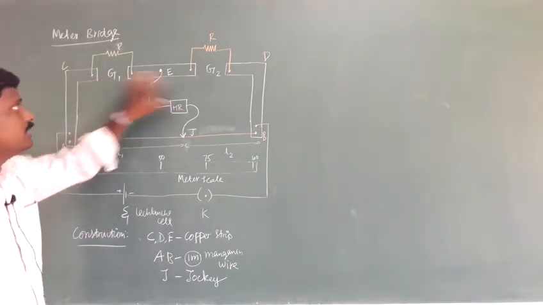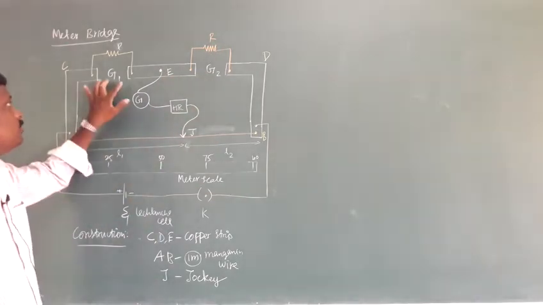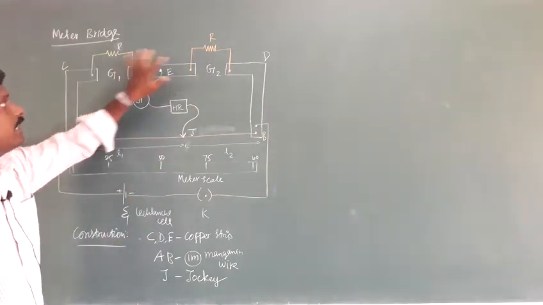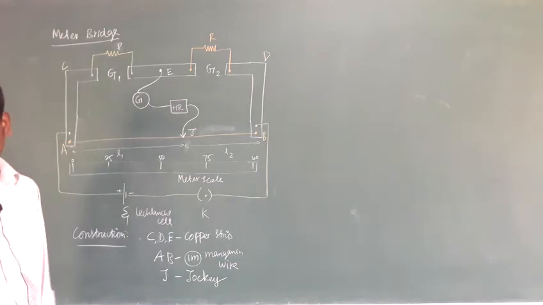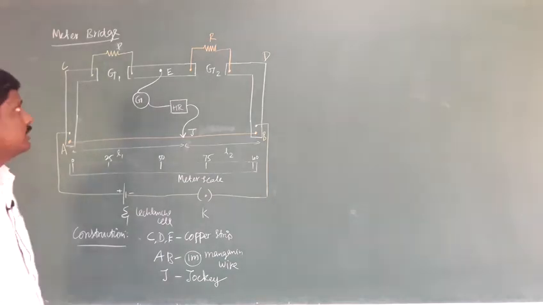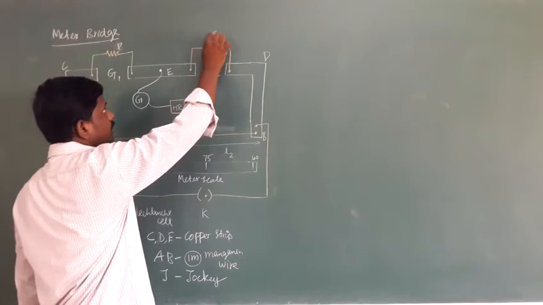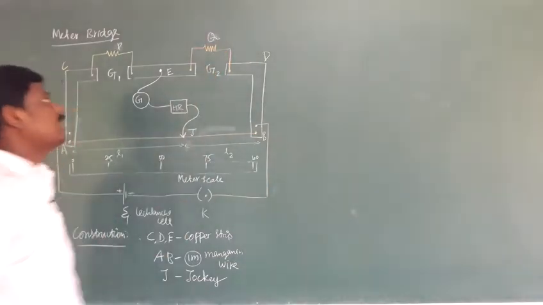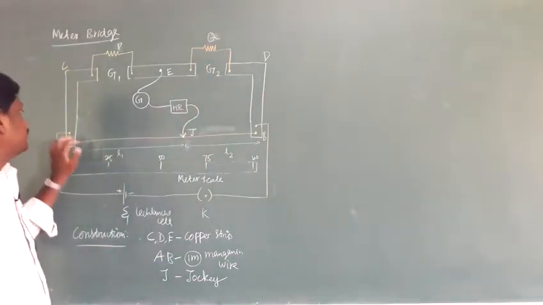So G1 and G2 are the two gaps. Between the two gaps, the resistances P and Q are connected. It's P and Q, not R, it's Q. So P, Q by R, S. Then this is the primary circuit.